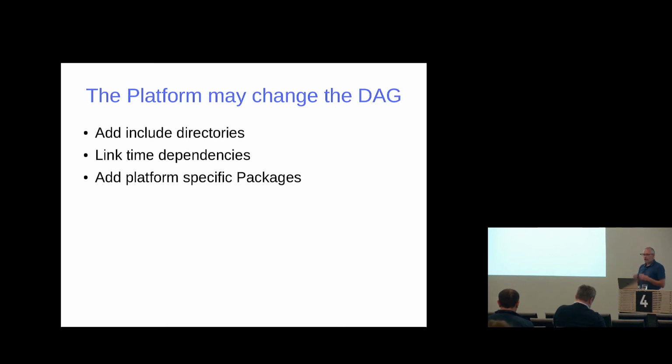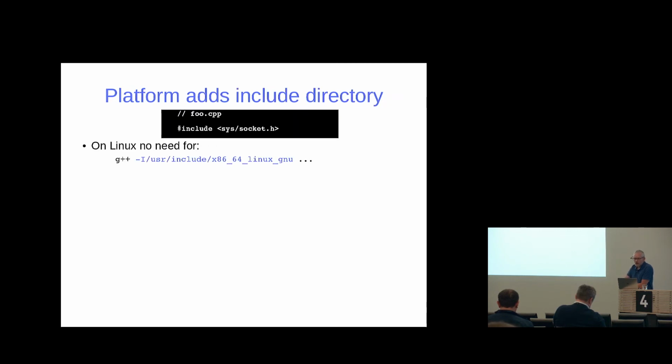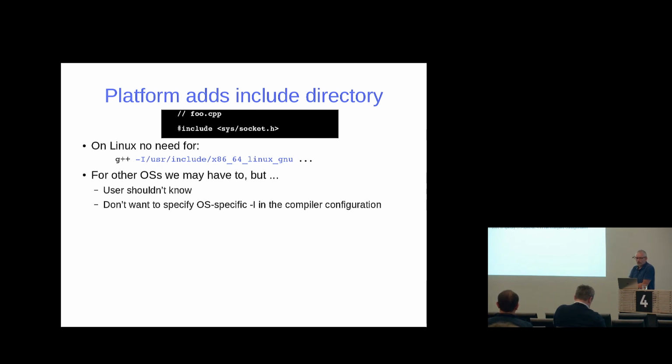Then we have the platform. If you recall, the platform is something you specify to build for Red Hat or for Integrity or for Windows. The platform can change the DAG. It can add include directories, link time dependencies, or some platform-specific packages. So the platform adds include directories. If you have a source file like this, and you do #include <sys/socket.h> when you're on Linux, and I suppose on Windows, you don't have to specify something like the blue -I directive there. The compiler just knows where to find the system headers. But if you are on other operating systems, it's not that easy. But the user shouldn't know that. And we don't want any operating system specific -I directives in the compiler configuration.